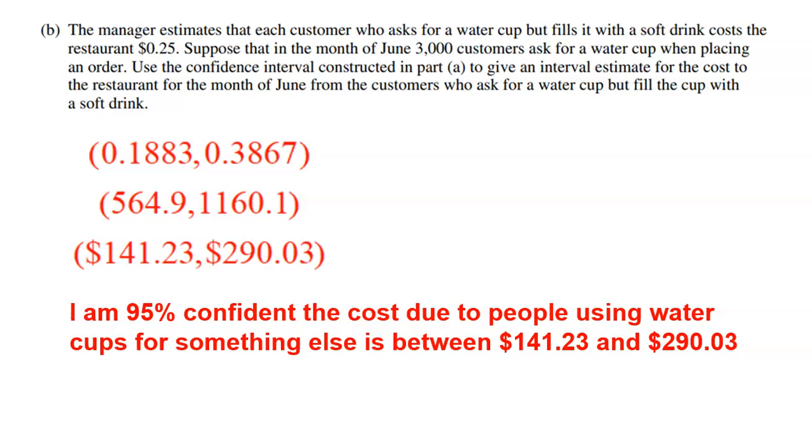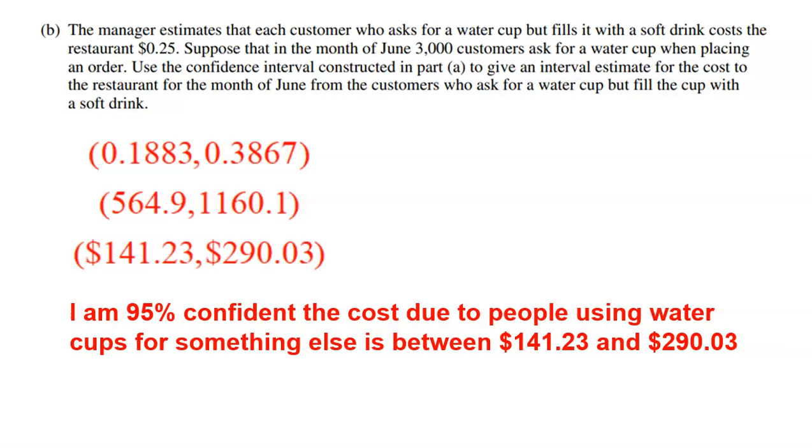So suppose that in the month of June, there were 3,000 customers in total that asked for a water cup when placing an order. So maybe they keep track and every time they note how many water cups they give out. 3,000 total customers asked for a water cup. Using our confidence interval, give an interval for the cost that this could potentially hurt the restaurant. You know, what is this? With the fact that people do this, what's it actually going to cost the restaurant?